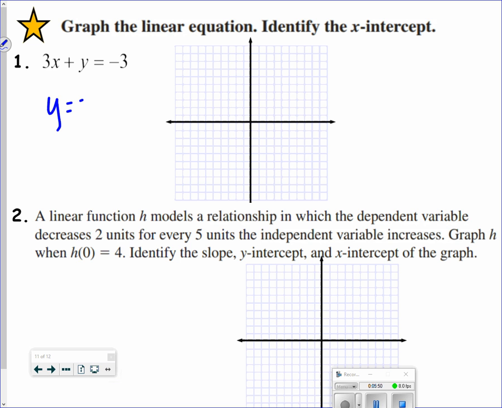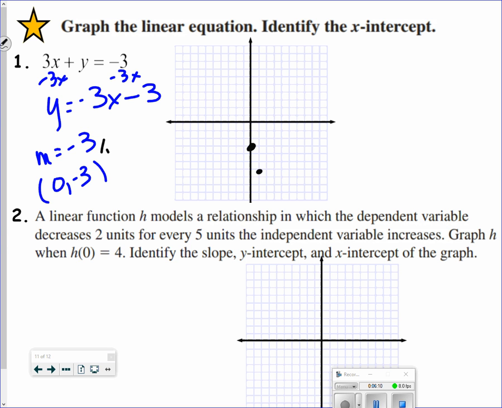Welcome back. So I'm going to solve this for y. So I'm going to subtract 3x, which gives me my slope and my y-intercept. So graphing those, 0, -3, sorry, is my y-intercept. Slope of -3, so -3 over 1 means it goes down 3 to the right 1, down 3 to the right 1. So there's the graph. And the x-intercept looks like it crosses the x-axis at the point -1, 0.